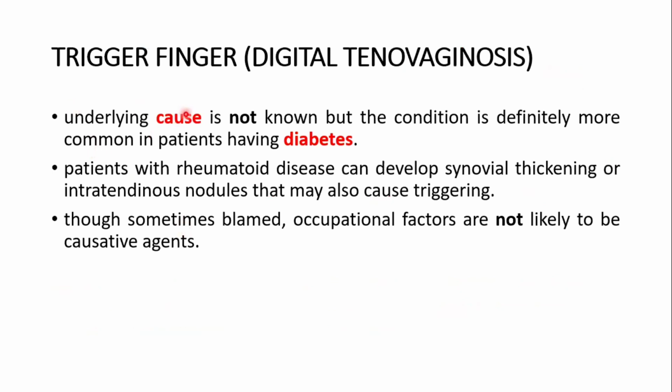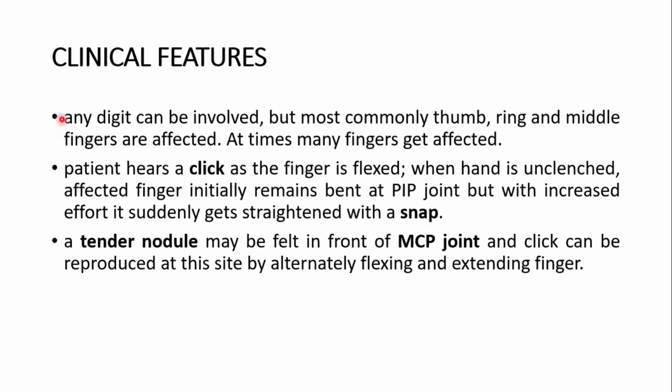The underlying cause is not known, but the condition is definitely more common in patients having diabetes. Patients with rheumatoid disease can develop synovial thickening or intratendinous nodules that may also cause triggering. Though sometimes blamed, occupational factors are not likely to be causative agents. Any digit can be involved, but most commonly the thumb, ring and middle fingers are affected. At times, many fingers can be affected at a time.